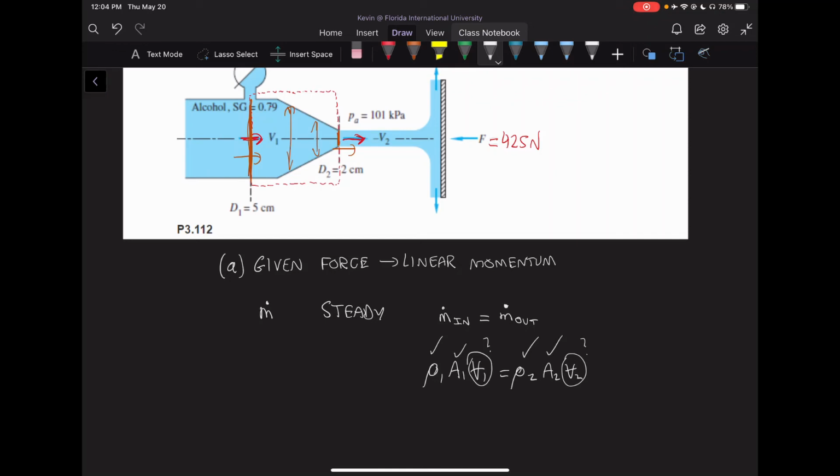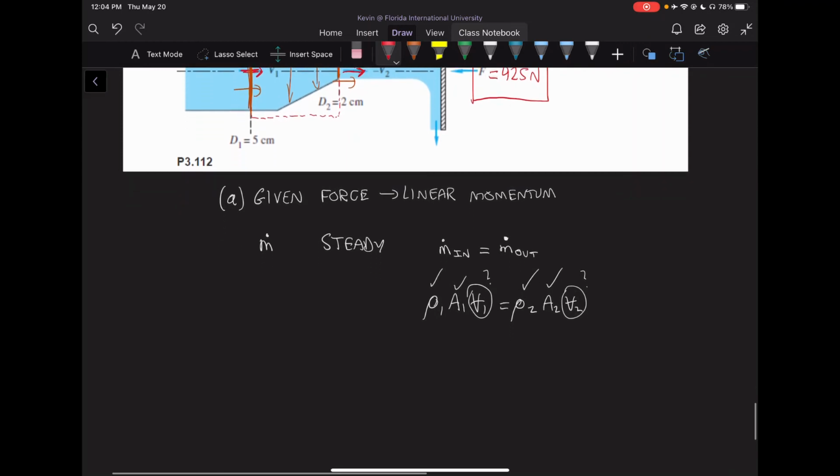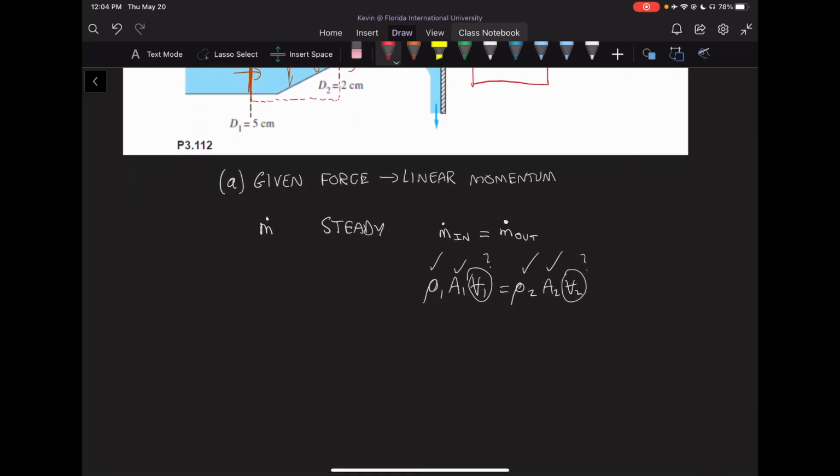So what we have to resort to is a momentum balance. The reason we want to do a momentum balance is because we're given the answer for the force. If we know the force already, we can work backwards to figure out the mass flow rate of the water. And this momentum balance is going to happen in a different place.